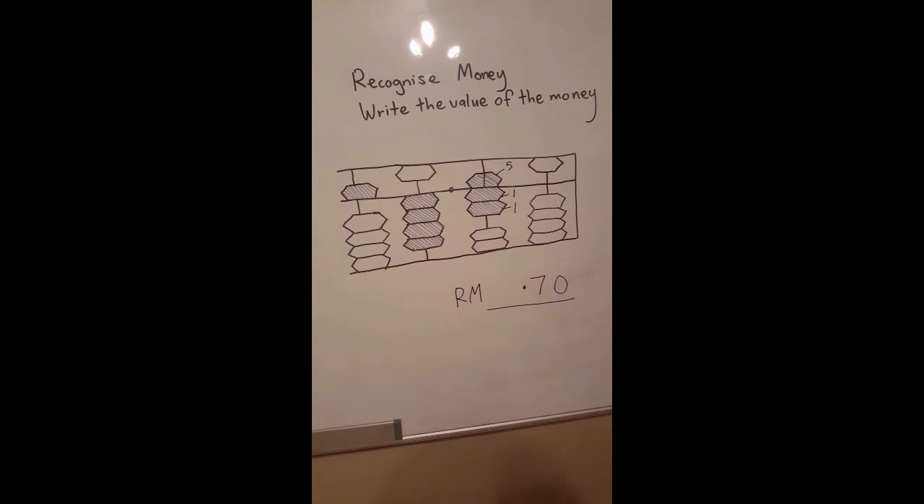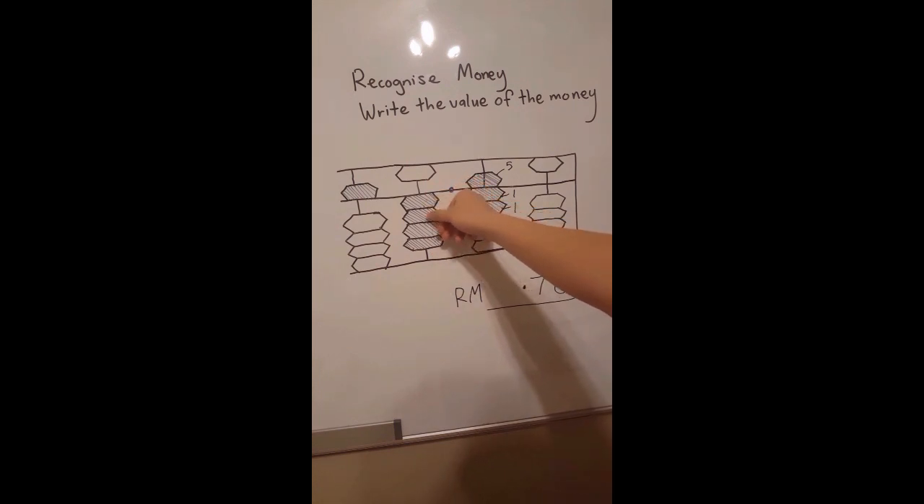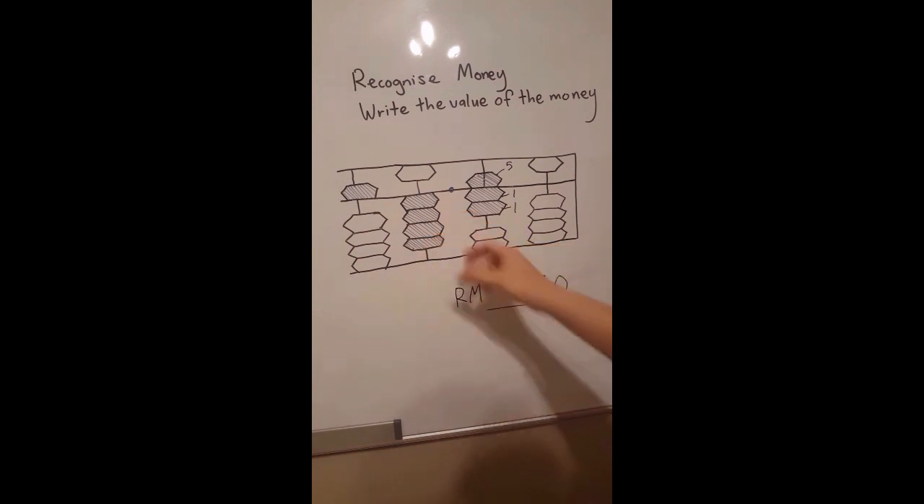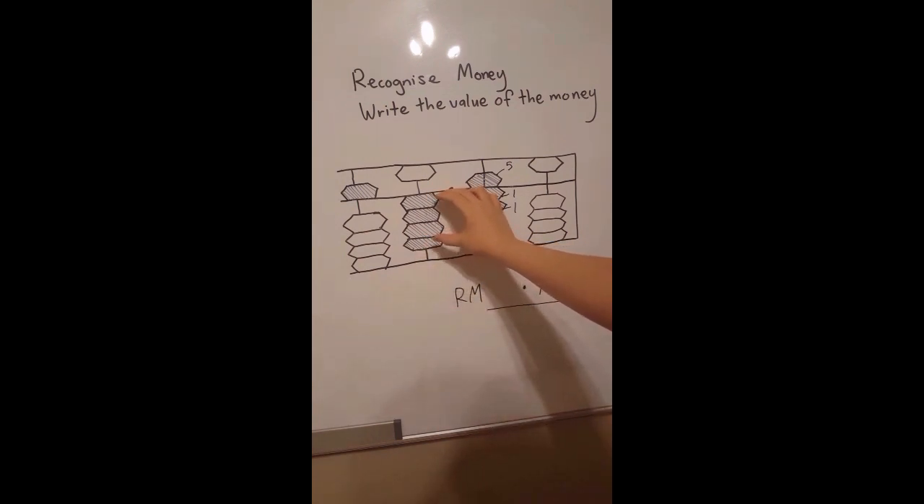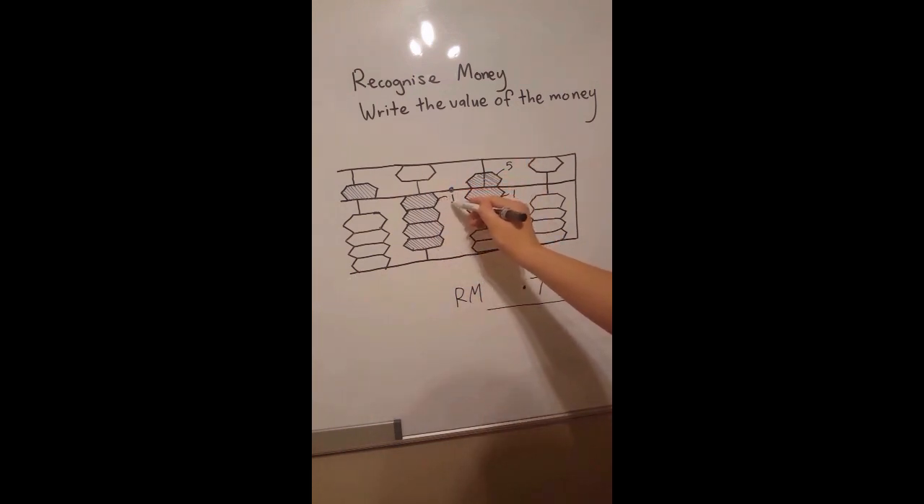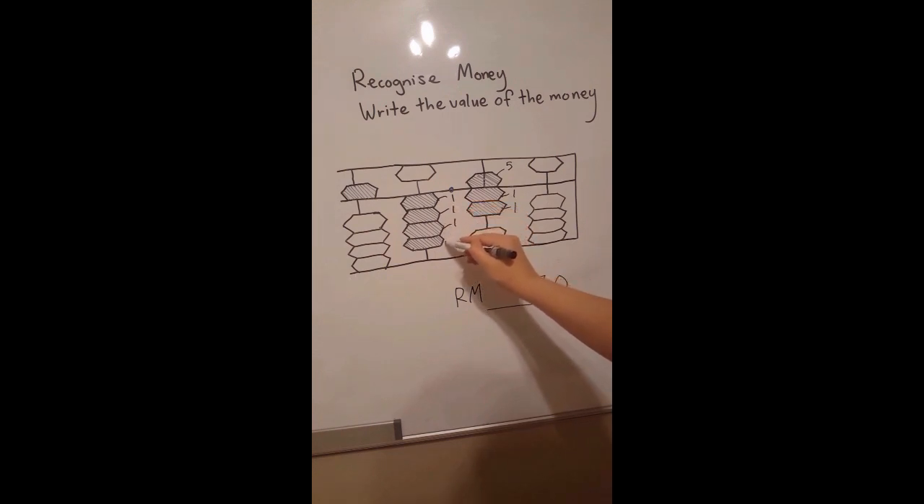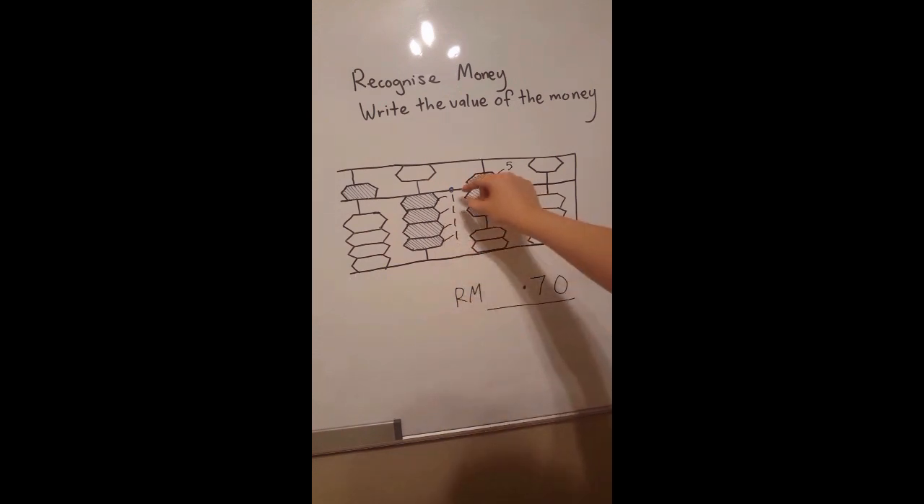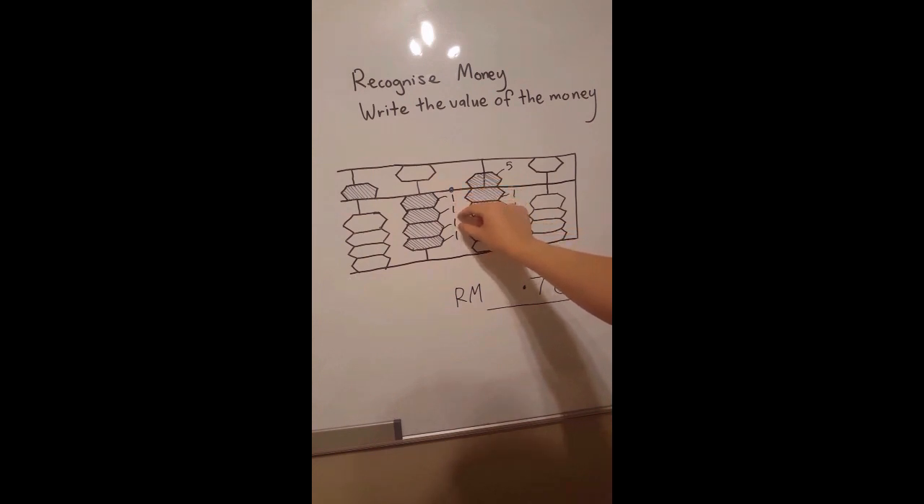Now we are going to find out the value for the ringgit part. Okay, so if you look at this, how many beads do we have? We have 4 beads, right? We have 1, 2, 3, 4. And as I said before, each bead here represents 1. So we have 1 plus 1, 2, 2 plus 1, 3, 3 plus 1, 4. We have a value of 4. So we write it down, 4.